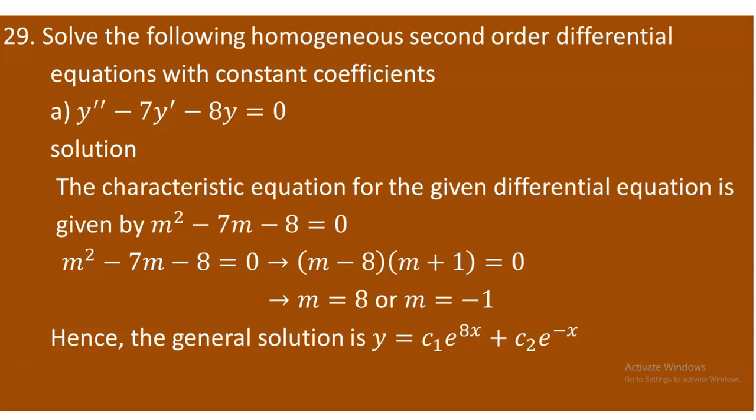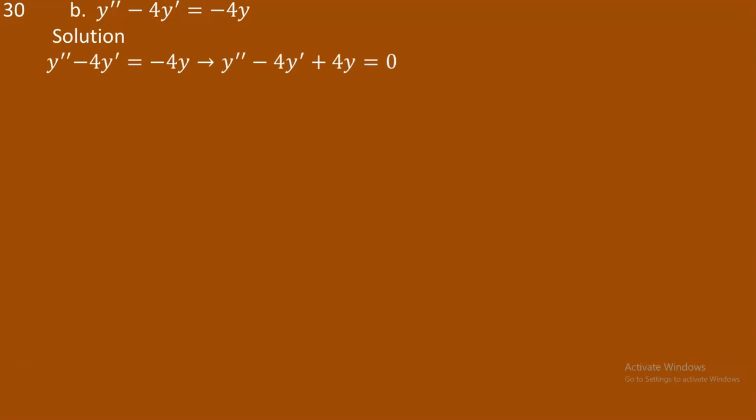So proceeding to the next one, question number 30, we are having y second prime minus 4y prime equals minus 4y. So as usual, this is a homogeneous second order differential equation with constant coefficients. So it can be solved by using the characteristic approach. So basically this is equivalent to y second prime minus 4y prime plus 4y. I just brought minus 4y to the left.